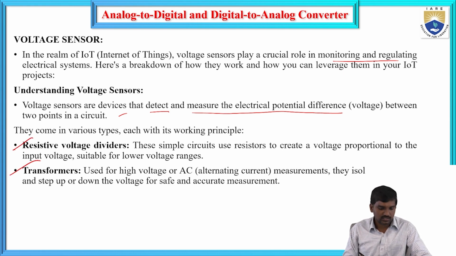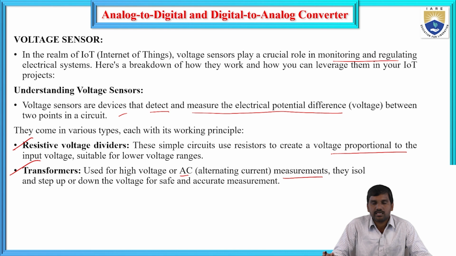Resistive voltage dividers are simpler circuits that use resistors to create a voltage proportional to the input voltage, suitable for lower voltage ranges. Transformers are used for high voltage or AC, alternating current, measurements. They isolate and step up or step down the voltage. There are two types of transformers, step up and step down, depending on the number of windings, upper windings and lower windings, like that.